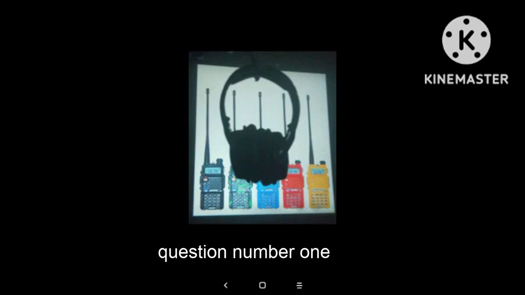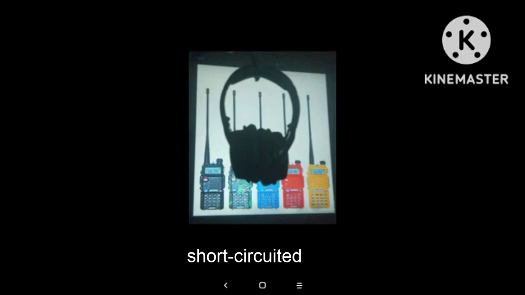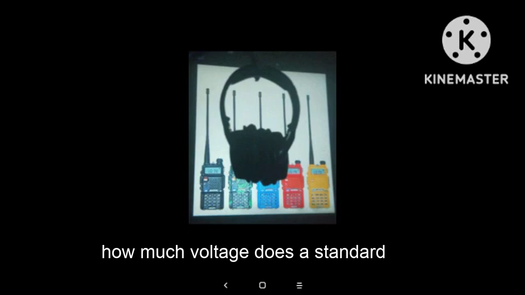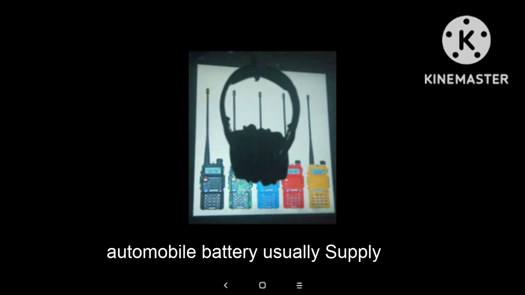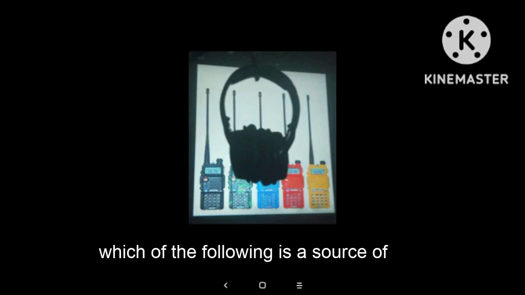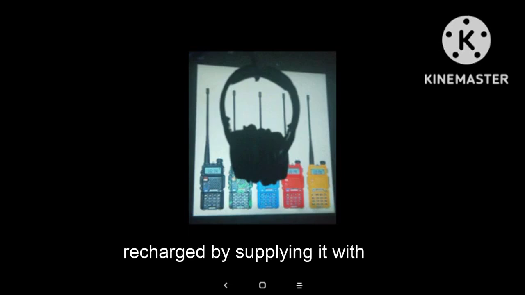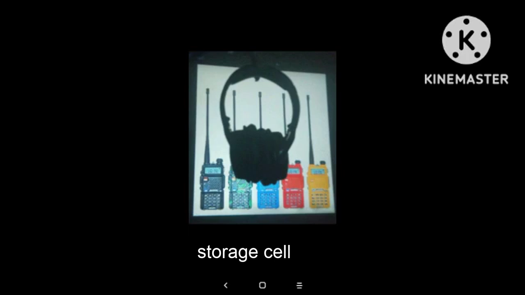Question number 1. A lithium-ion battery should never be short-circuited. Number 2. How much voltage does a standard automobile battery usually supply? 12 volts. Number 3. Which of the following is a source of EMF? Lithium-ion battery. Number 4. A cell that can be repeatedly recharged by supplying it with electrical energy is known as a storage cell.